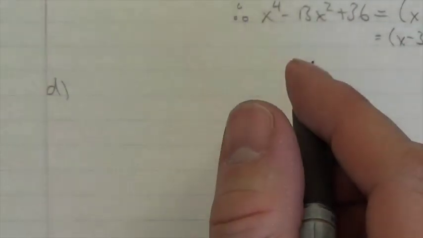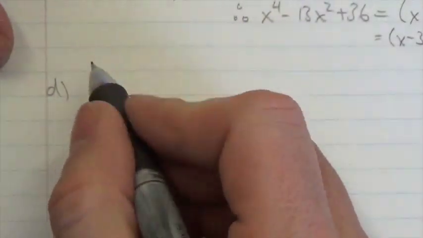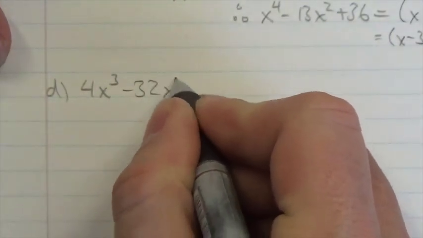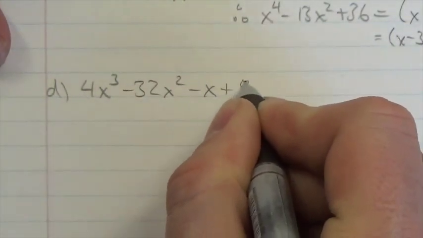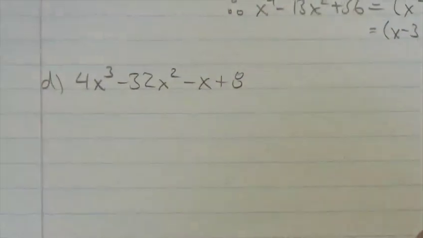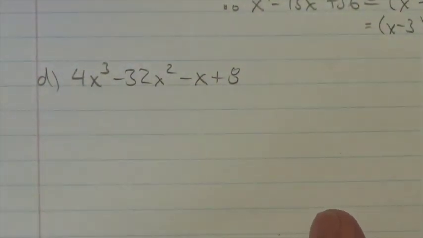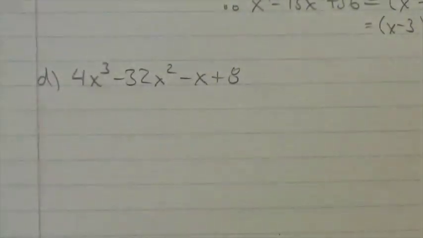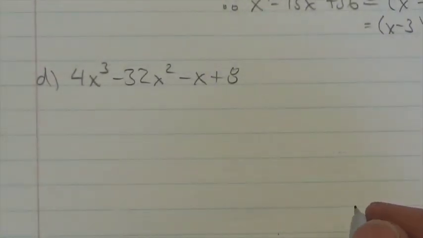Okay, this time let's try something a little different. Let's make this a 4-term polynomial. So 4x cubed minus 32x squared minus x plus 8. Now, I'm going to show you two different ways of factoring when you've got 4 terms here. I'm going to do a couple questions here. When you see 4 terms like this, the very first thing that you should be looking for is grouping, what we call factoring by grouping.